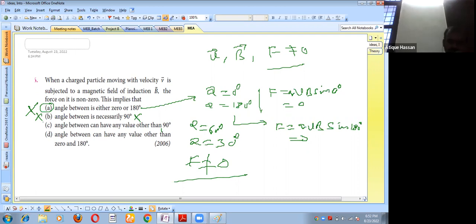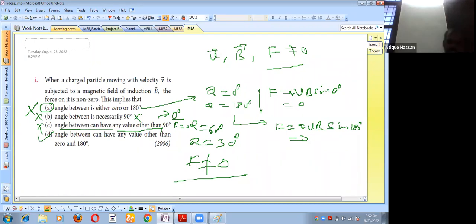Now see option C. What does option C say? Angle between can have any value other than 90. So it's not correct. If the angle is 0 degrees, then the force will be 0, right? So it is also not correct. So automatically the correct option will be B.